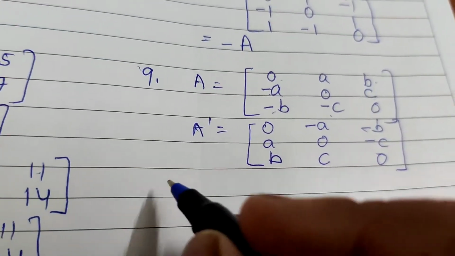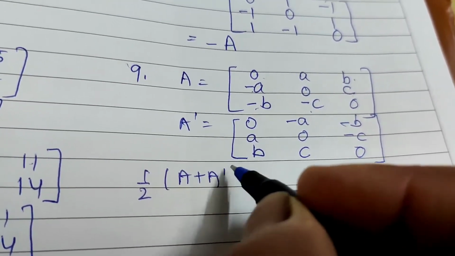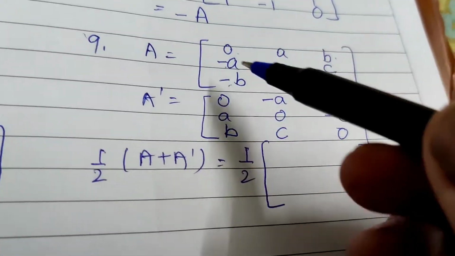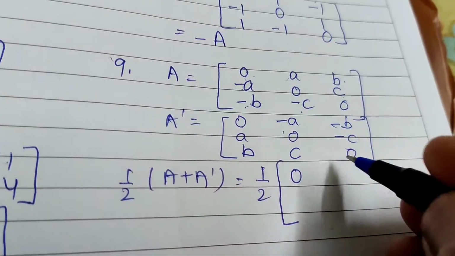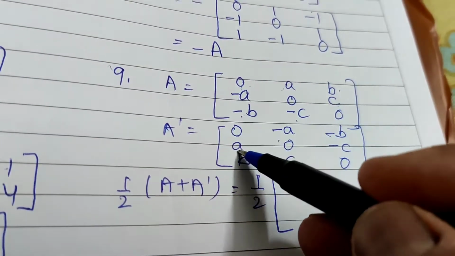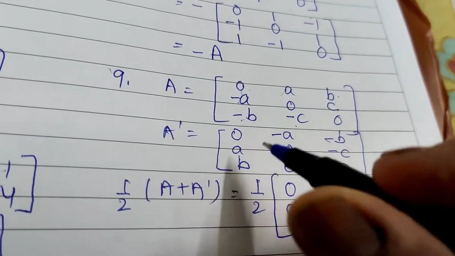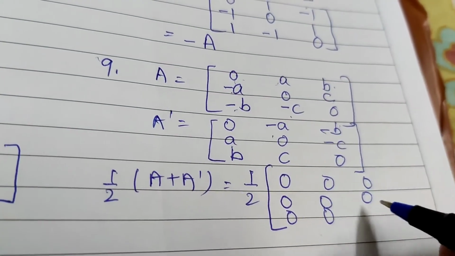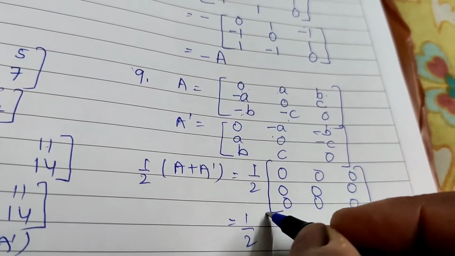Now find 1 by 2 A plus A dash. 1 by 2, add 0 0 0, second element A minus A 0, B minus B 0, minus A 0, 0 0 0 0 and third 0 is 0, equal to a null matrix, 1 by 2 0.